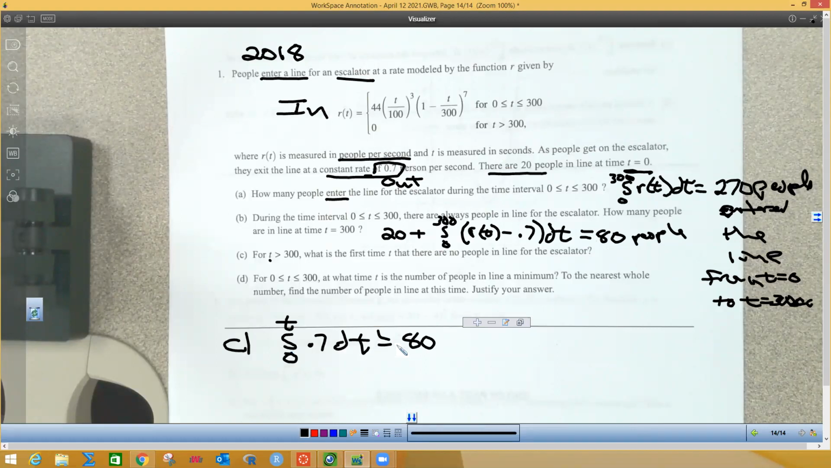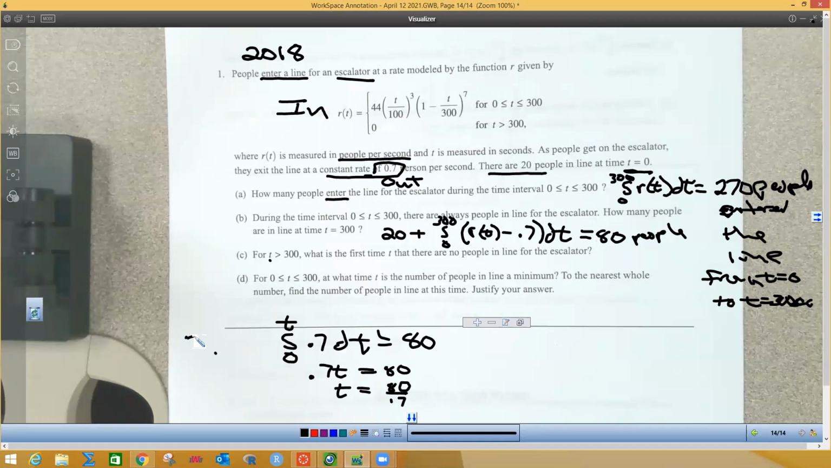So I want to find out when these two things are equal. So I'm going to do the integral of 0.7, which is 0.7t, which equals 80. So the time when all these 80 people get out of line is going to be 80 over 0.7. I'm going to do that on my calculator real quick. Oh, also, we need to remember that this is the time after 300.